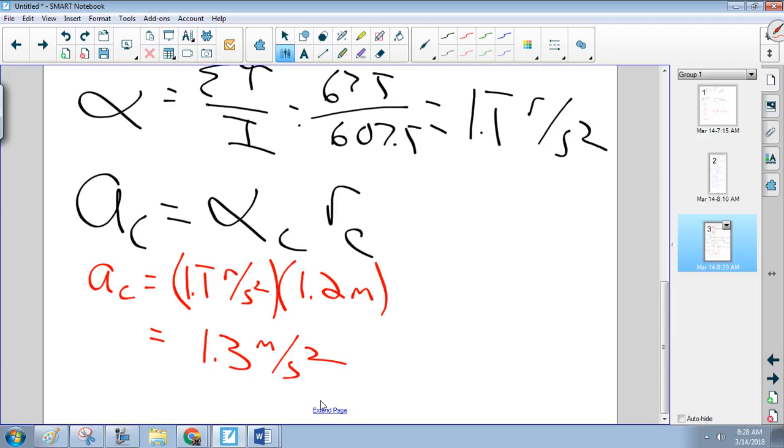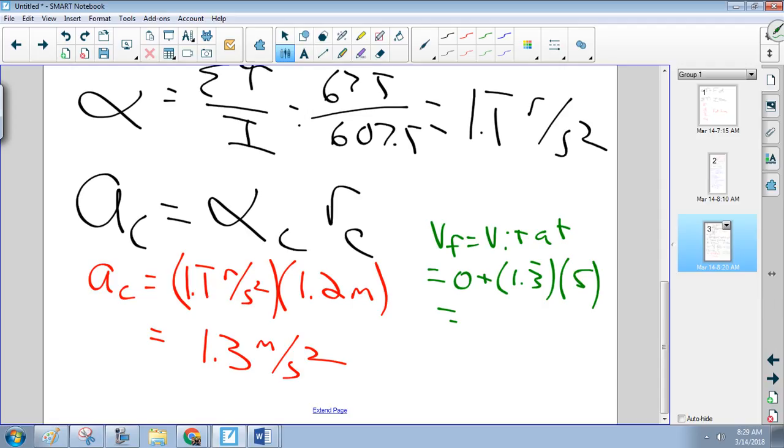All right, there we go. Everybody good? All right, so that's the acceleration of the cat, and now you just do VF equals VI plus AT, right? So VF equals VI plus AT. Initial velocity of the cat was 0. Acceleration is 1.3 repeating. Time was 5 seconds. So 5 times 1 1/3 is 6.6 repeating. Meters per second.